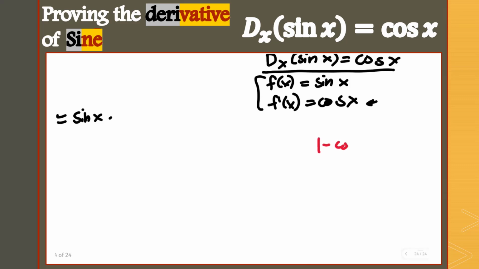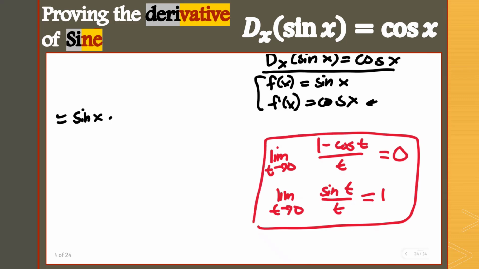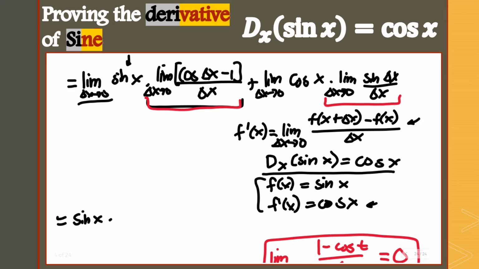One minus cosine t over t: if we're going to look for the limit of that as t approaches 0, this special function is equal to 0. Please try to review the playlist for limits and continuity. We have a proof for that. At the same time, the limit of sine t over t as t approaches 0 is equal to 1. These are special functions we have learned in specific videos, and they are actually just equivalents of this.